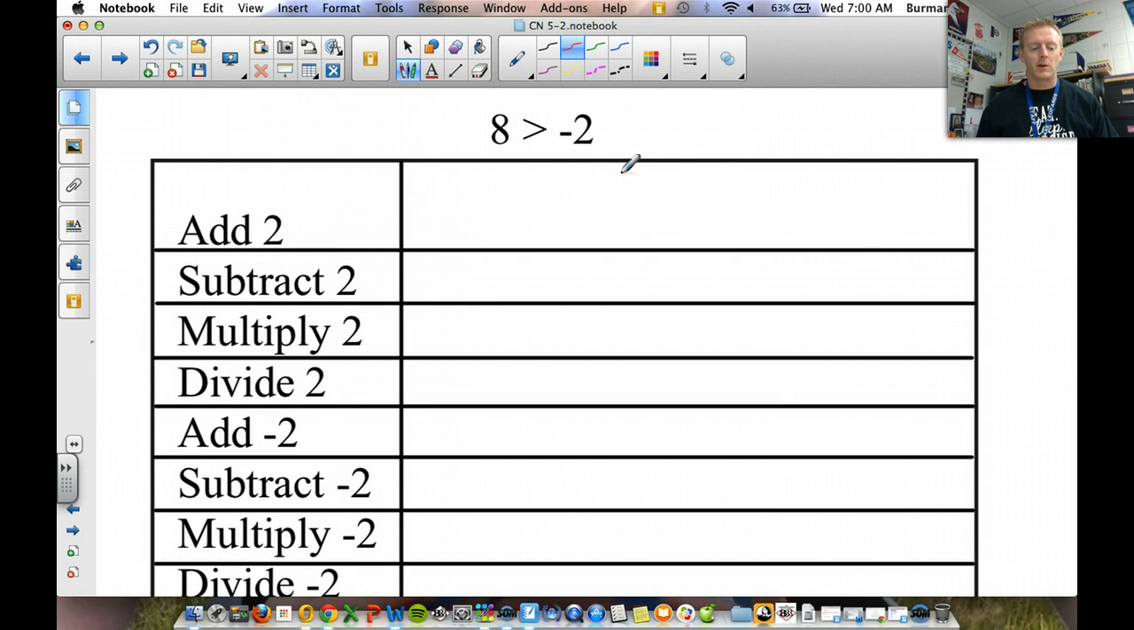We're talking about some good old-fashioned 5-2, and I wanted us to discover a little something before we start. This would be kind of like a warm-up, to get our brains thinking about the math that we have to do. So here's a set of problems that we need to apply to this: 8 is greater than -2. What we're going to do is see what happens when we do some math to it.